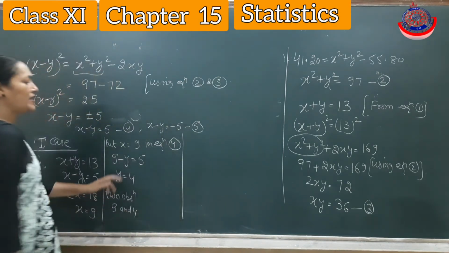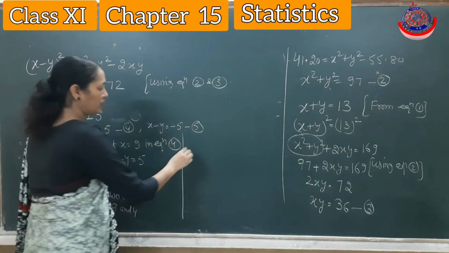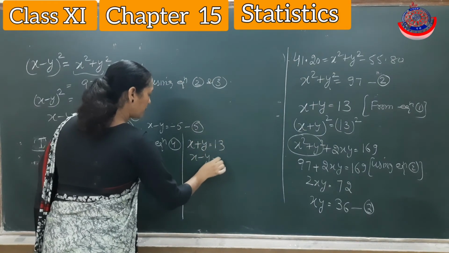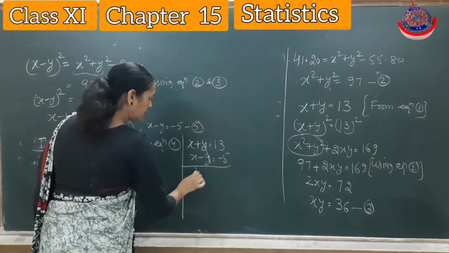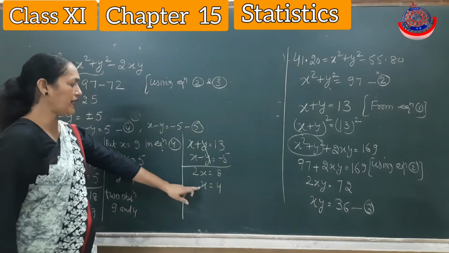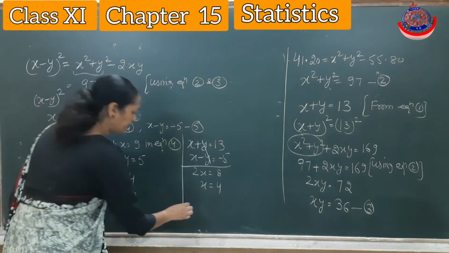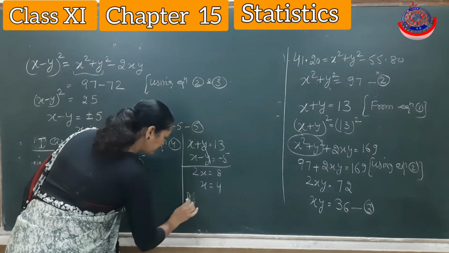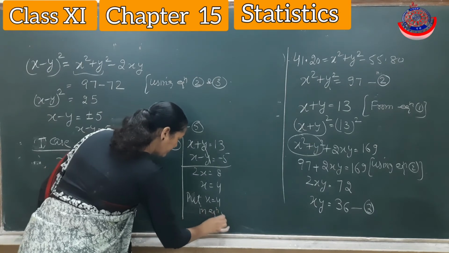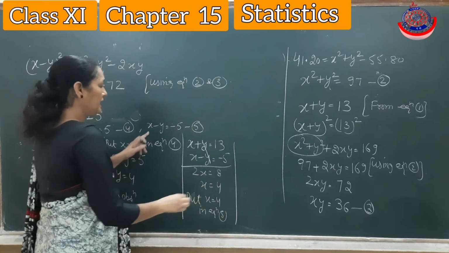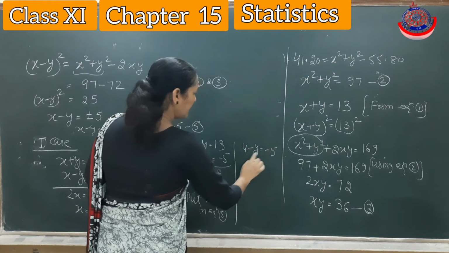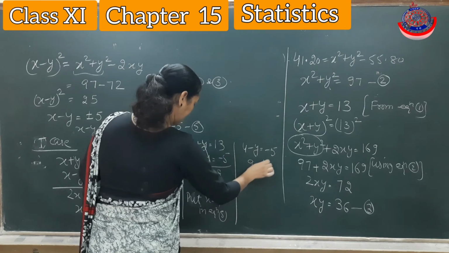Second case, when we are saying that x minus y is equal to minus 5. So we are having x plus y is equal to 13 and x minus y is equal to minus 5. Again solving, x comes out to be 4. Now if you put x equals to 4 in equation number 5, we'll be getting 4 minus y is equal to minus 5. Interchanging the position, we'll get y as 9.